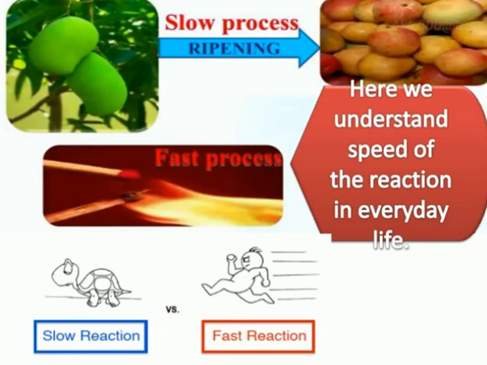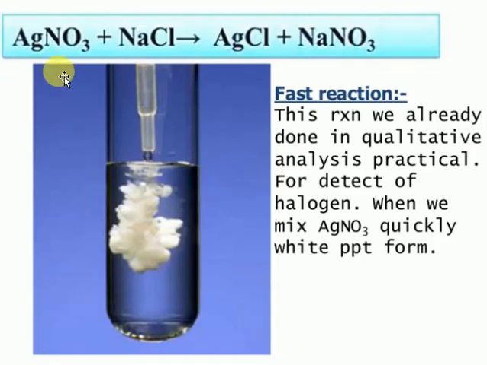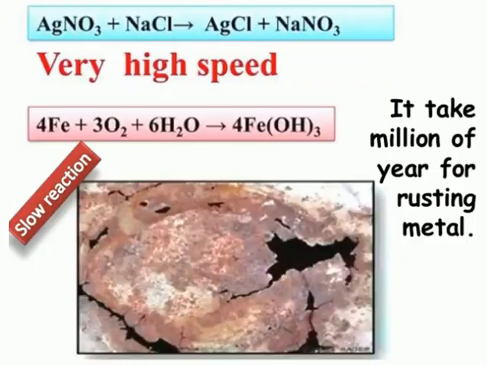The next slide gives a very clear idea. Whenever silver nitrate is added to sodium chloride, a white precipitate forms immediately. This reaction happens within a fraction of a second, so I cannot measure its speed, not even with the blink of an eye. It is a very fast reaction. Chemical kinetics never discusses very fast reactions; it always concentrates on moderate speed chemical reactions.